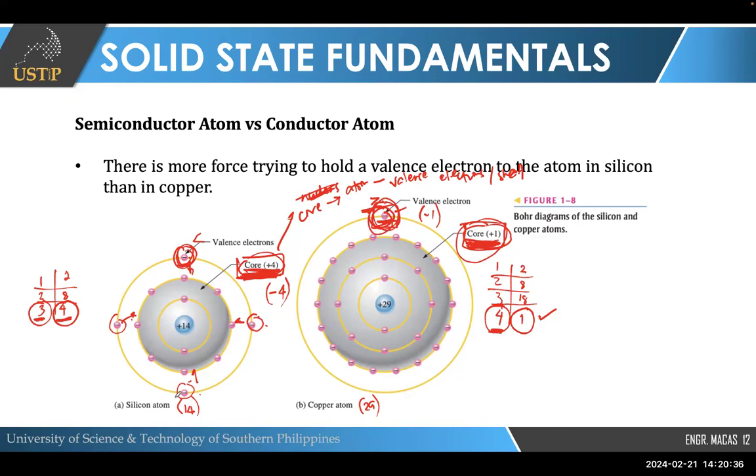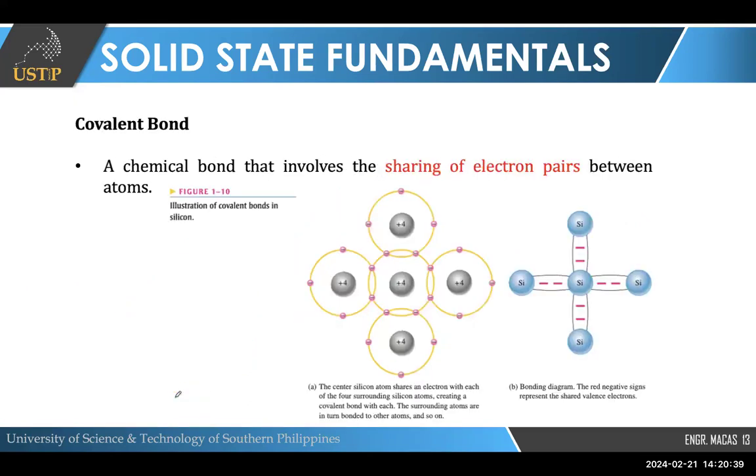Okay, let's go to the covalent bond. It is a chemical bond that involves the sharing of electron pairs between atoms. We are familiar that the most commonly used semiconductor is silicon. So let's have silicon atoms. Actually, we call this a silicon crystal. So that you can see how many electrons are shared, you have the silicon here: silicon atom, silicon atom, silicon atom, silicon atom.